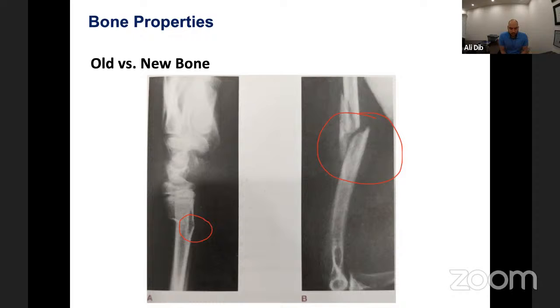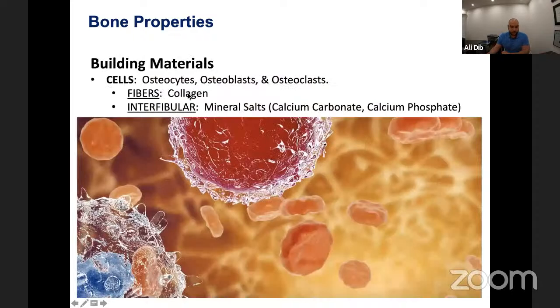The reason we have that difference is that the newer bone is going to have a lot more collagen, which gives it its flexibility, versus old bone, where over time the collagen will dry out and be replaced by more mineral salts. If we go back to the previous slide, those were the two main components in our bone, right? The collagen and the mineral salts. When we are young and growing, we have more collagen in our bones, and over time, as it dries out, it's replaced with more mineral salts. Okay.